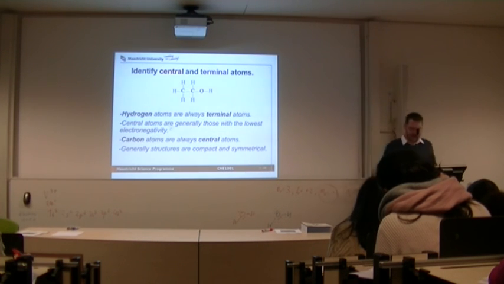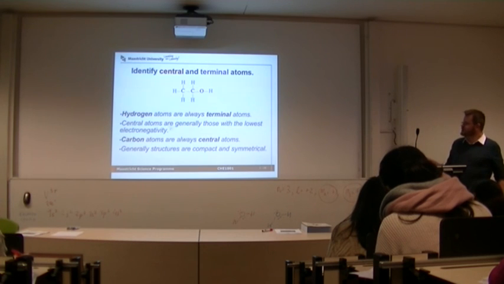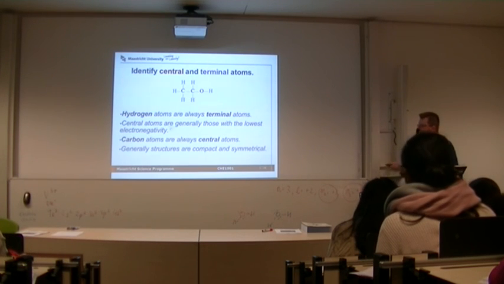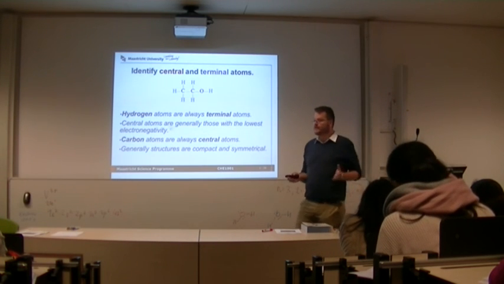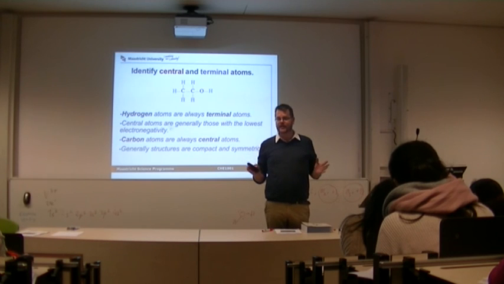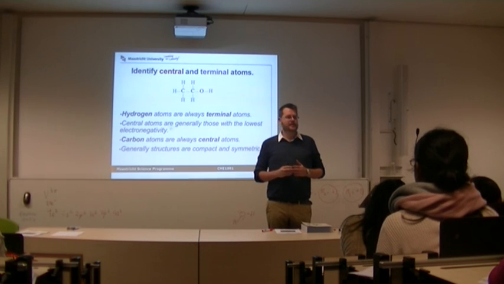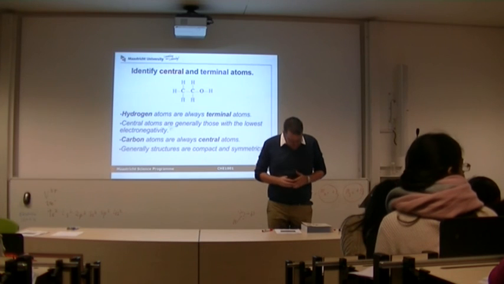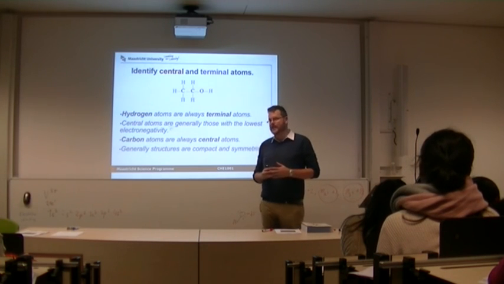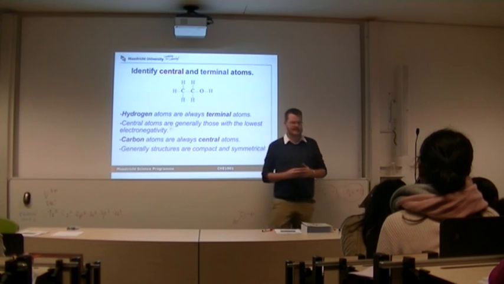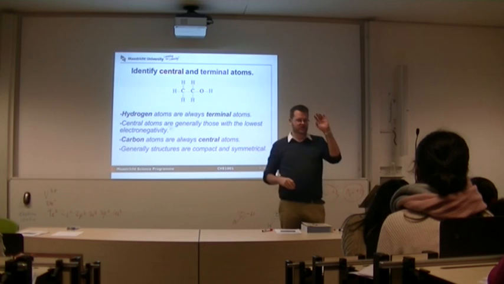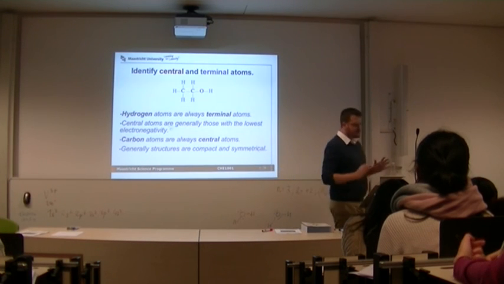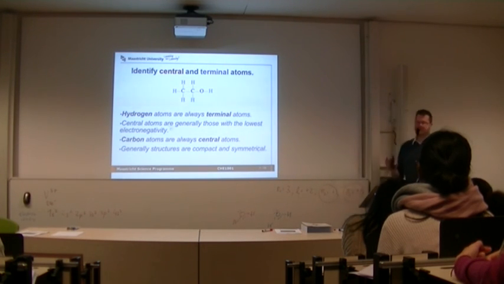Here we have some guidelines. Hydrogen atoms are always terminal atoms. Central atoms are generally those with the lowest electronegativity. How do we know which atoms have the lowest electronegativity? Any ideas? Yes? The closer they are to fluorine in the periodic table. There are trends in the periodic table. It's the subject of the first PBL session. From left to right, electronegativity increases. From top to bottom, it decreases. So we can figure it out from periodic trends.